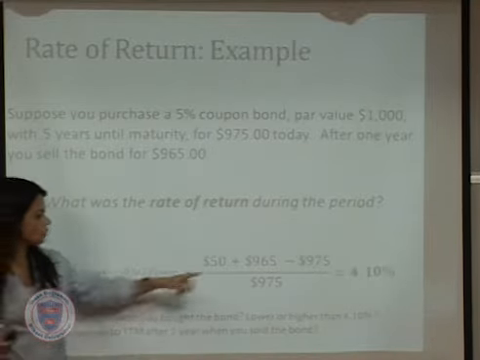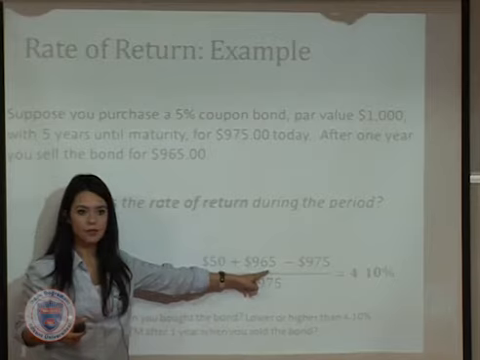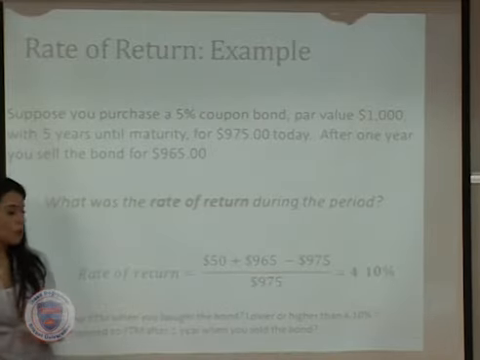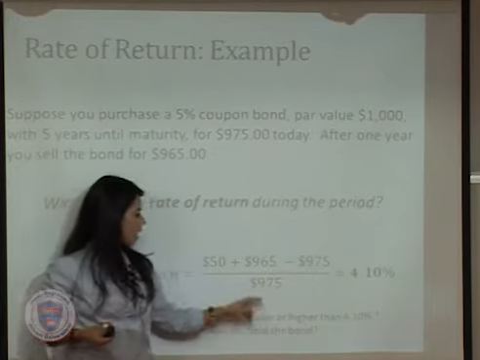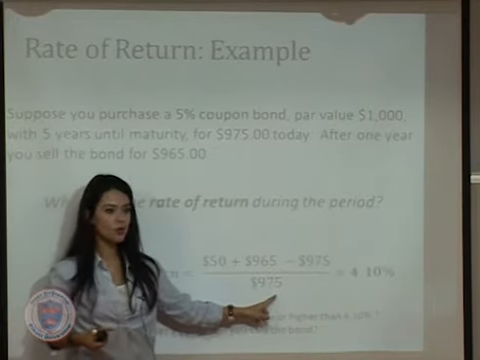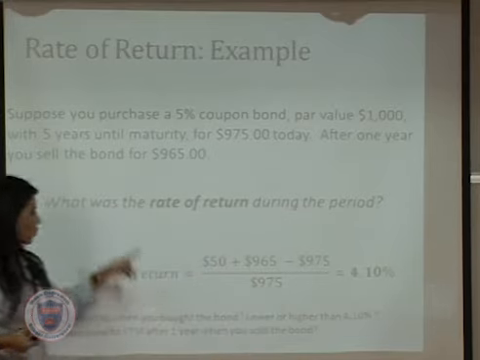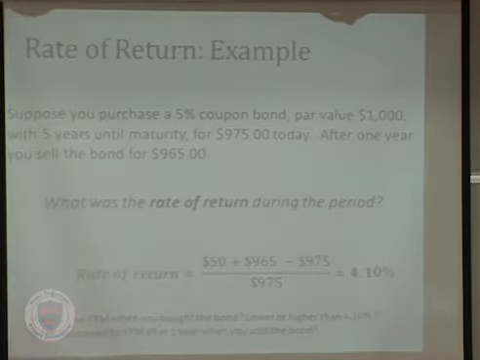You sold the bond for $965. You bought the bond for $975, so there's a price depreciation. And the price you paid for the bond was $975. So your return on this bond is 4%.